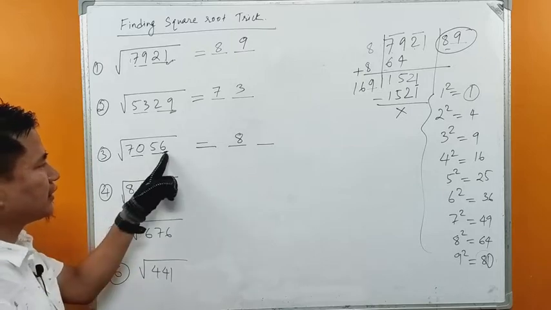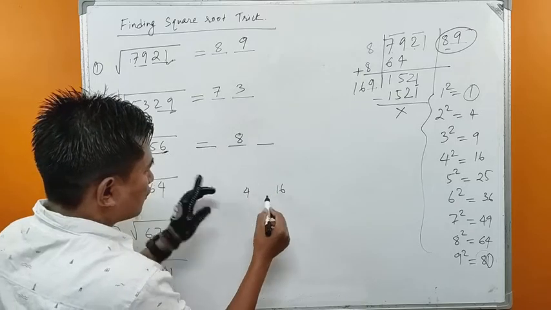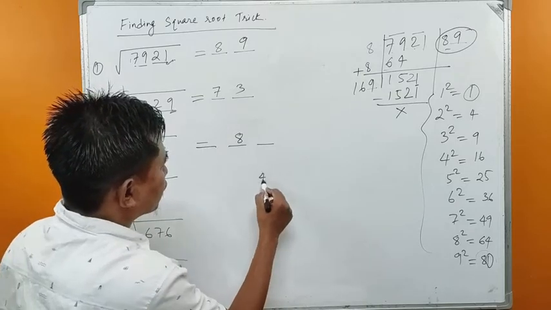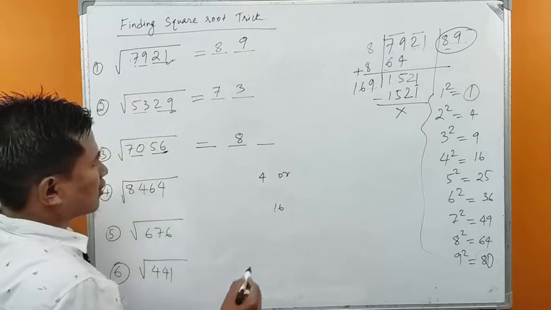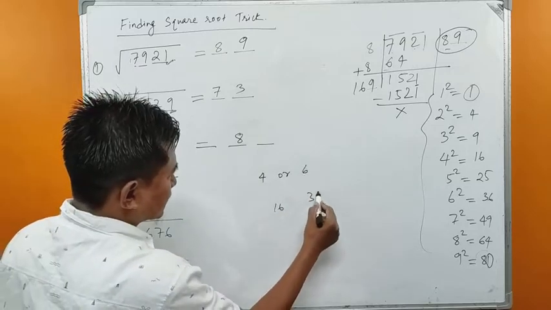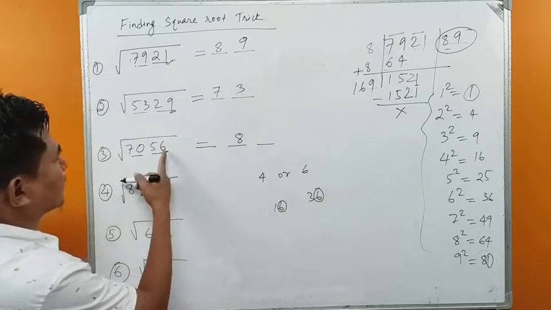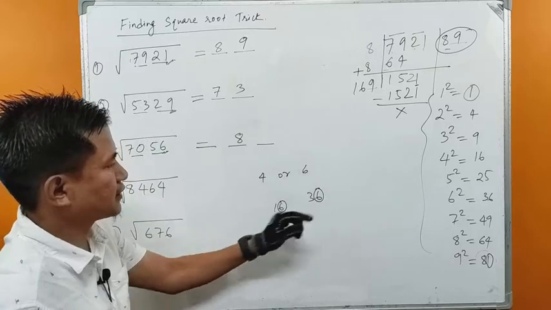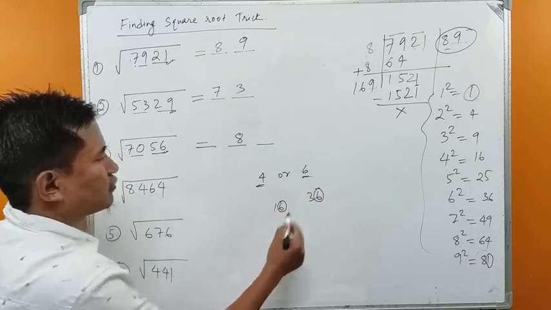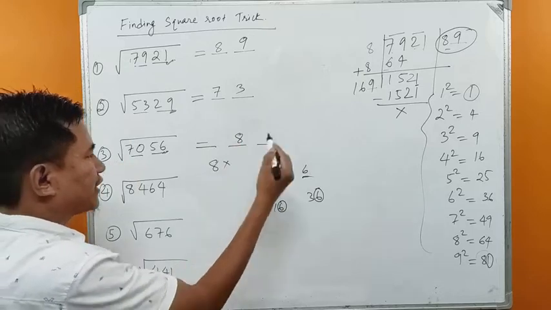6 means either 4 4s are 16, or 6 6s are 36, isn't it? Both of these numbers have 6 in the unit place. We need 6. So which one to choose? 4 4s are 16 or 6 6s are 36? 4 or 6? Which one to choose? So 8 and the next number after 8 is 9.